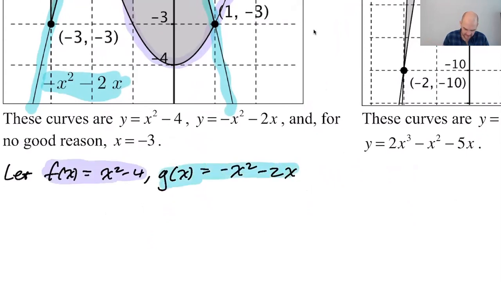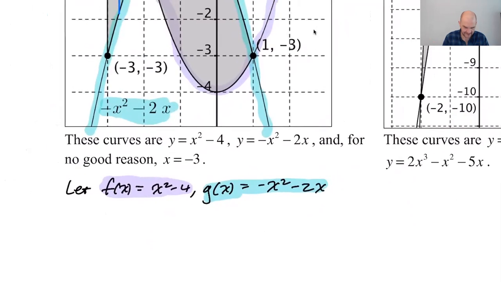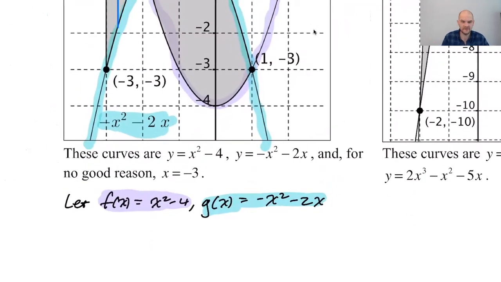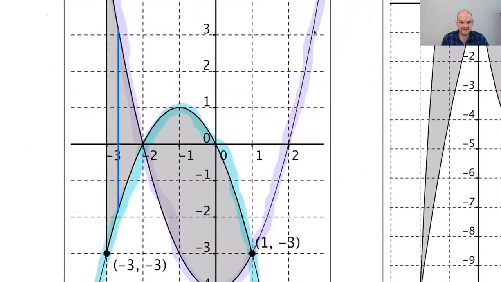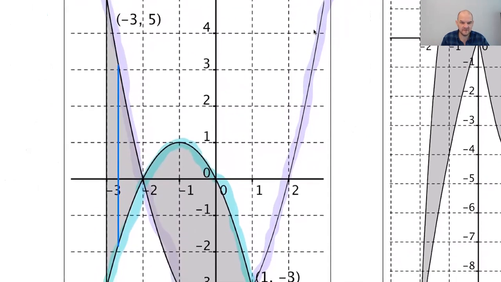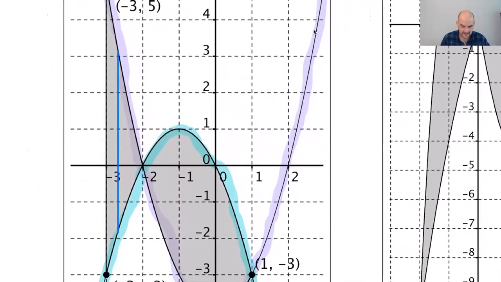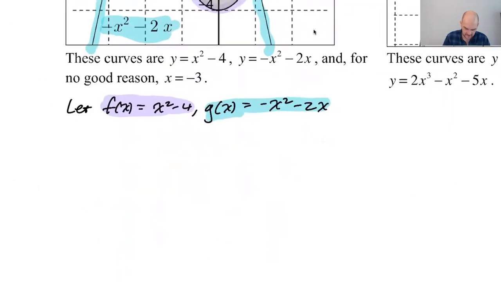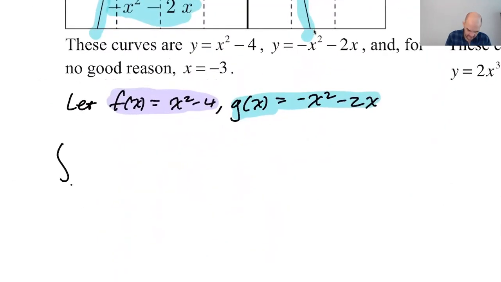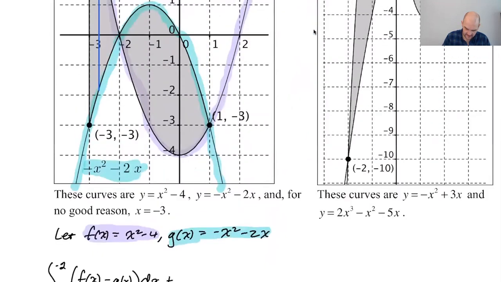I'm going to say these are purple and blue. I know neither of those designations is probably right, but we're going to do negative 3 to negative 2 of the purple minus the blue. So it's going to be the integral from negative 3 to negative 2 of the purple, which is f of x, minus the blue, which is g of x, dx, plus, all right, then it switches, right?